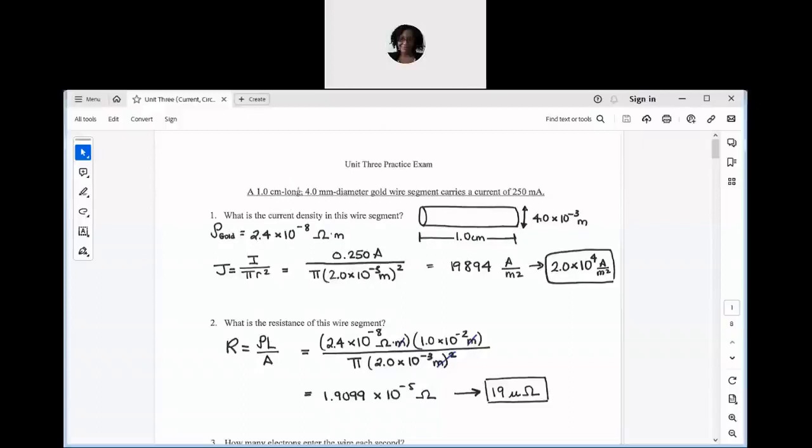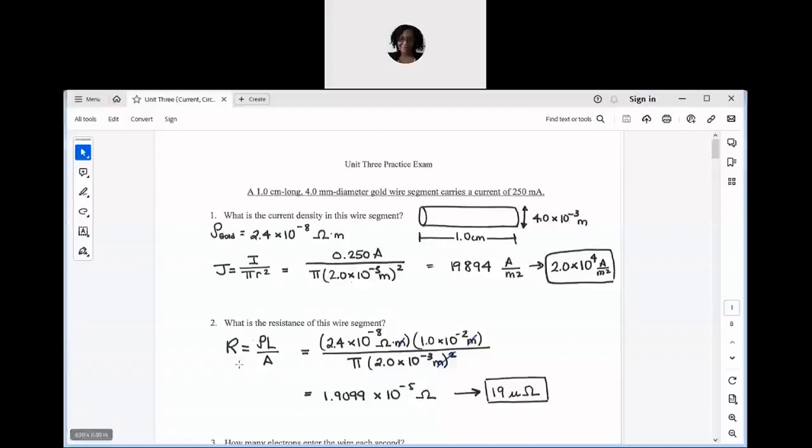So we have to remember to convert from millimeters to meters and also to take this diameter and cut it in half. So that's where 2.0 times 10 to the negative 3 meters comes from. Here we end up with something that would round to 2.0 times 10 to the 4th amps per meter squared. That unit doesn't break down into anything nicer. It's just left as a ratio.